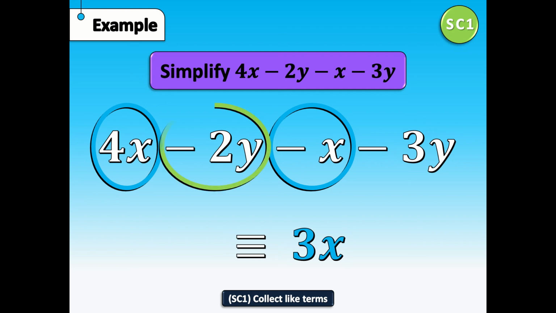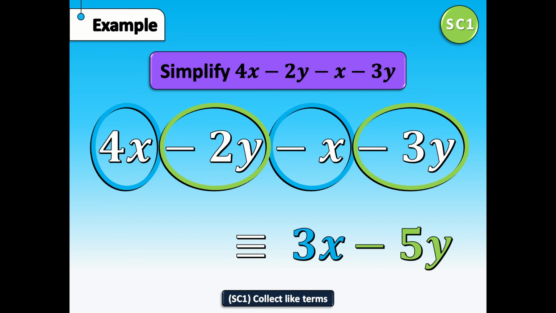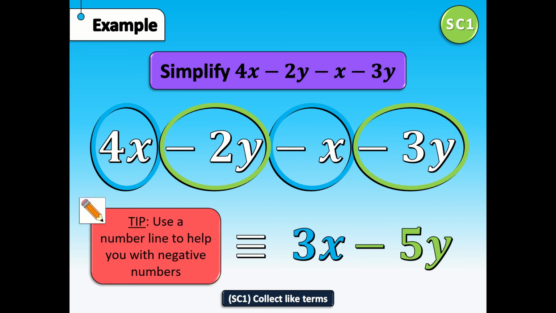Here we've got minus 2y minus 3y. So think about your number line. You've got minus 2 and you're going down 3 places. So that takes you to minus 5. So the answer is minus 5y. So use a number line to help if you struggle with your negative numbers.